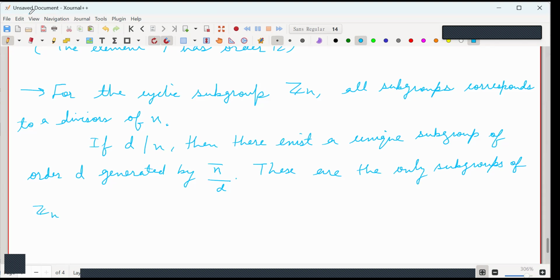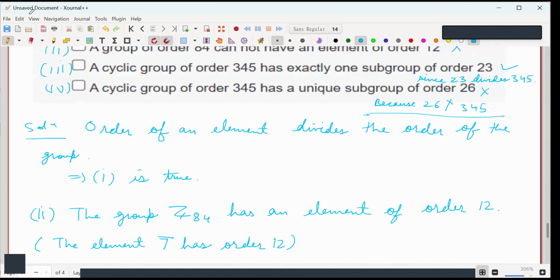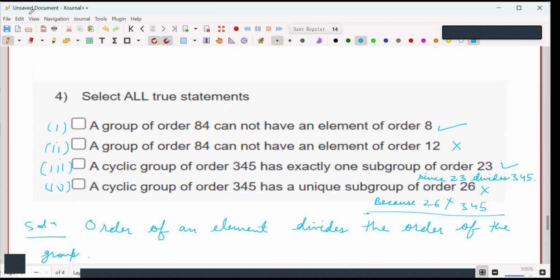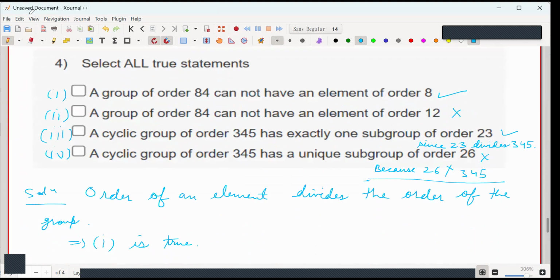Yes, sir. So I wanted to know the proof. I can just give you some hints and you build upon those hints. As your group is cyclic, all subgroups should also be cyclic, right? Yes, sir. Subgroups of a cyclic group are cyclic. Now, if there is a subgroup of order 26, that means there is an element of order 26, because it's a cyclic subgroup. Clear? Yes, sir.